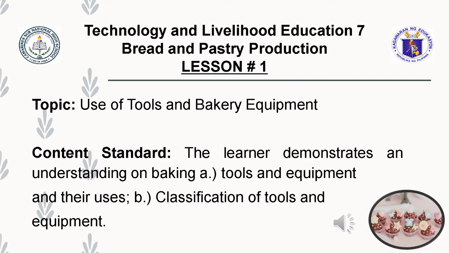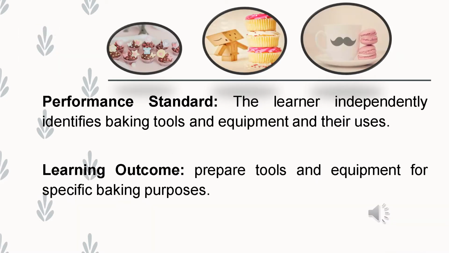Content standard: the learner demonstrates an understanding on baking tools and equipment and their uses, and the classifications of tools and equipment. For the performance standard, the learner independently identifies baking tools and equipment and their uses. Learning outcome: prepare tools and equipment for specific baking purposes.